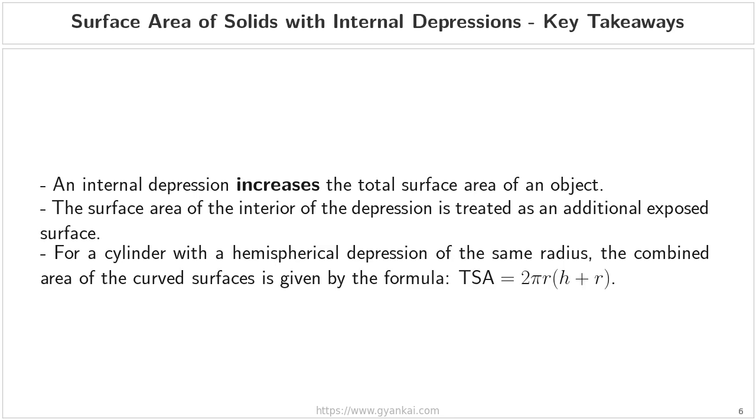Finally, let's look at the specific formula we derived in our bird bath example. For a cylinder that has a hemispherical depression with the same radius, the combined area of the curved surfaces is expressed as total surface area equals 2 pi r times the quantity h plus r.